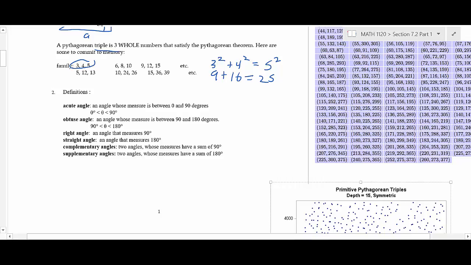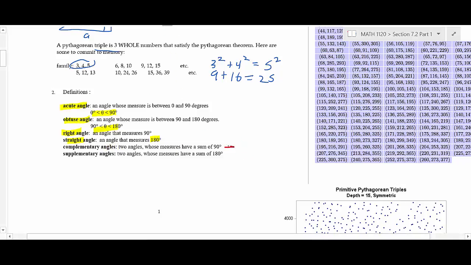Okay, a couple of definitions. I want to go over these real quick. An acute angle just means your angle is between 0 and 90. This is stuff from your background that you just want to refresh your memory on. Obtuse angles are between 90 and 180. A right angle is 90 degrees. A straight angle is 180. And then complementary angles are two angles that add up to 90.